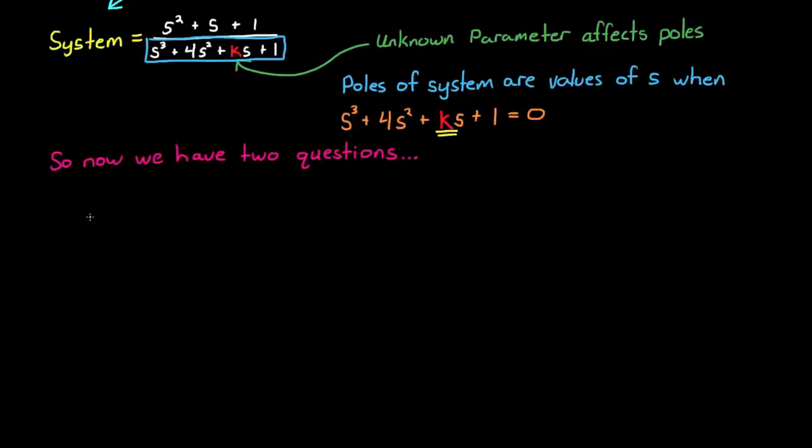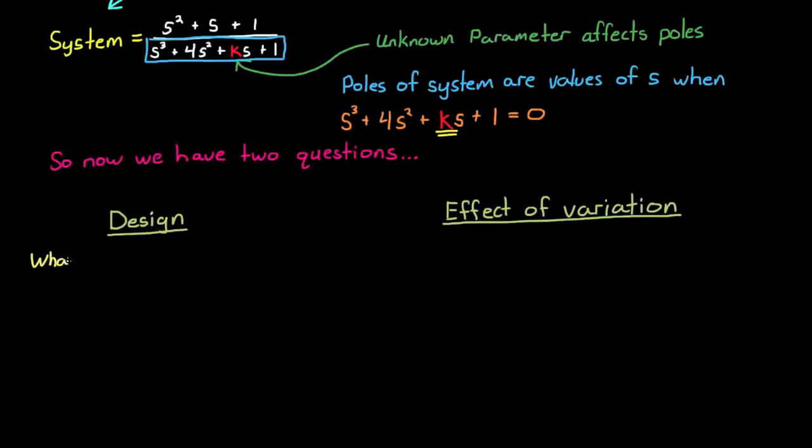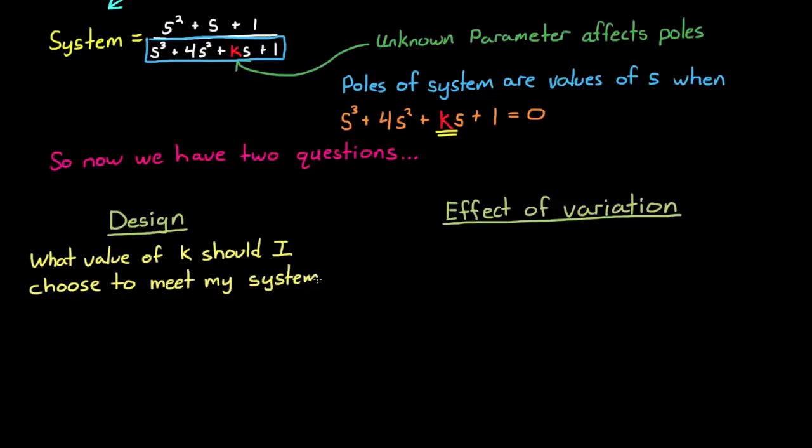The first is a question of control system design, and the second question would be the effect of variation on a control system that's already been designed. On the control system design side, the question is, what value of k should I choose to meet the required system performance? That is, having poles in the correct location in the S-plane.